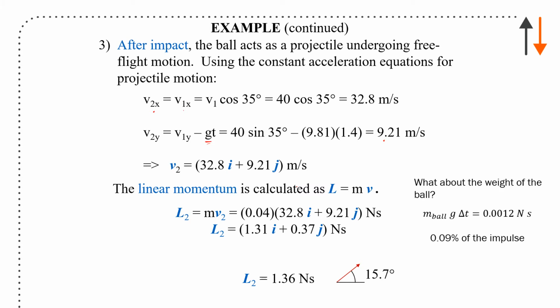Now, what about that weight of the ball? We neglected it at the very beginning, but let's calculate it. I've got the mass of the ball times gravity, so that's weight, times delta t, and I get 0.0012 newton seconds. And in the end, it's about 0.09% of the impulse. So as far as calculation error from not including that, it is minuscule and it's not relevant to the calculations I've done. It won't affect this 1.36. And so this is how you have to think about these problems, and this is why often we do neglect this particular term.